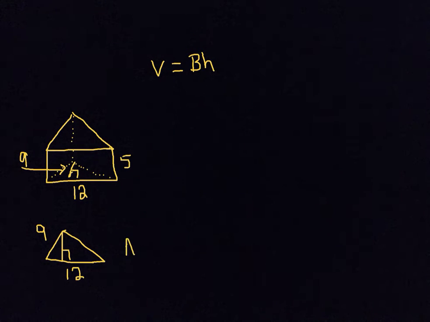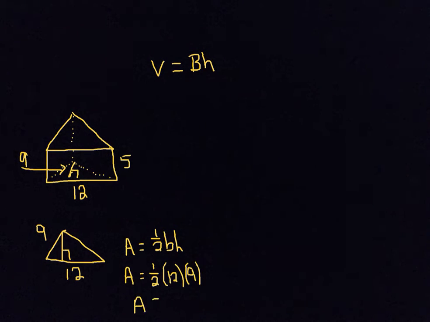So remember, the area of a triangle is 1/2 the base times the height. So the area of this triangle would be 1/2, the base is 12, times the height of this triangle is 9. So it would be 6 times 9, which is 54 square units. All right, so the area of this space is 54 square units.